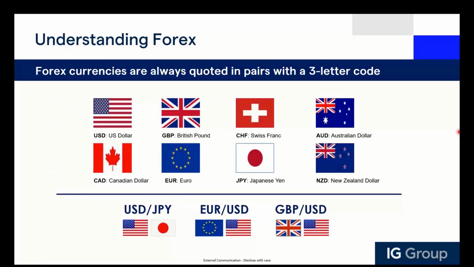Okay, so moving on to understanding forex pairs and how they are quoted. Just take note, in forex trading, the different currencies are always quoted in a 3-letter code. So for example, the US dollar is quoted as USD, the British pound is quoted as GBP, Singapore dollar is SGD, and of course Australian dollar AUD, etc. So you get the idea. There is always a 3-letter code tagged to a particular currency.